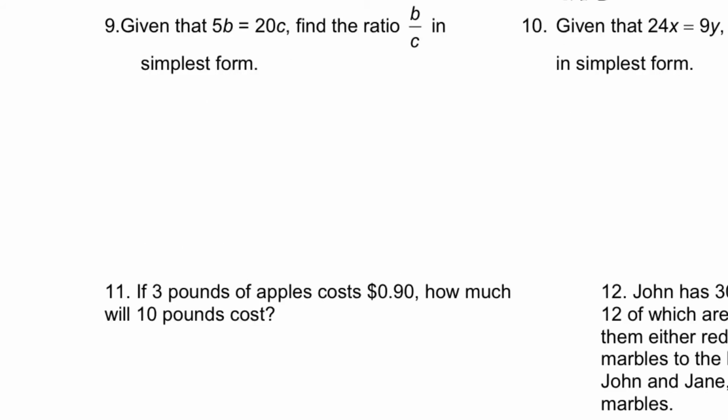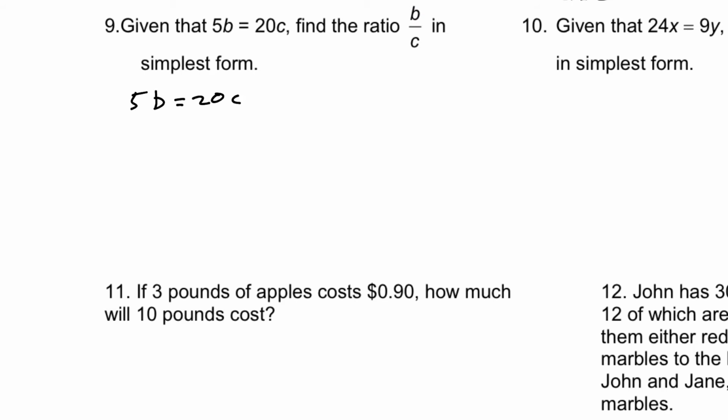Now, number 9 is a little bit different. We have this given information that 5 times b equals 20 times c, and we have to find the ratio b over c. So what we're trying to do is get one b all by itself on top and one c all by itself on the bottom. I guess what we should do first is try to get the b by itself. Again, we're trying to get this ratio b over c. So we want just b by itself in the numerator.